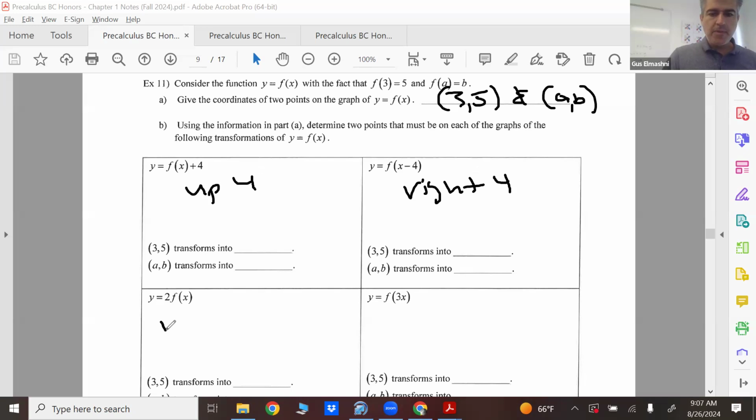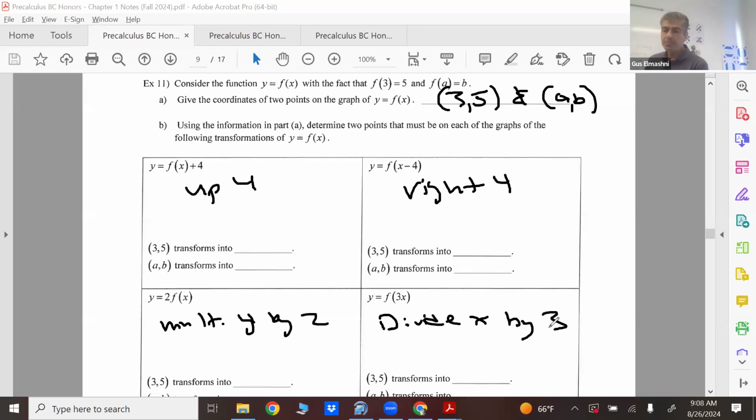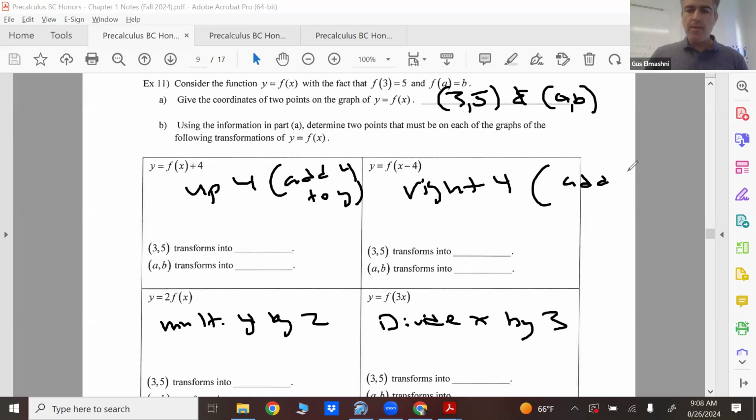Here you're gonna multiply y by 2. Careful with this one. What's gonna happen with 3x on the inside? You divide x by 3 to counteract it. So up 4 means you add 4 to y. Right 4 means you're going to add 4 to x.